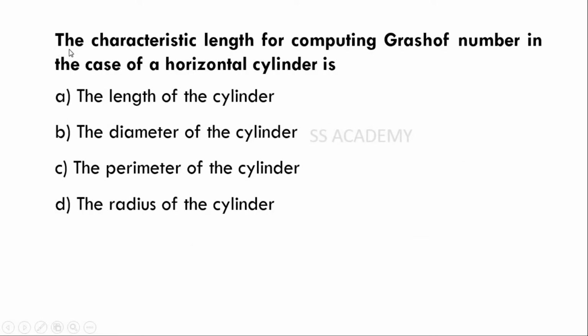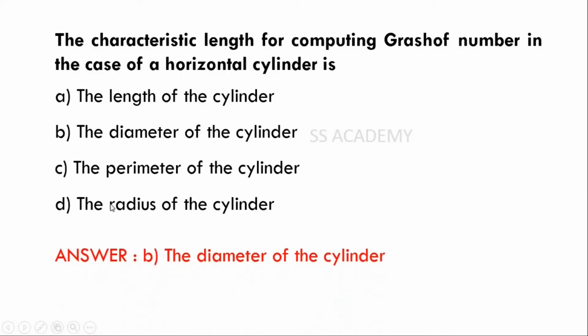Next question is, the characteristic length for computing Grashof number in the case of a horizontal cylinder is option A, length of the cylinder, option B, diameter of the cylinder, option C, perimeter of the cylinder, option D, radius of the cylinder. The correct answer is option B, the diameter of the cylinder. The characteristic length for computing Grashof number in the case of a horizontal cylinder is the diameter of the cylinder.